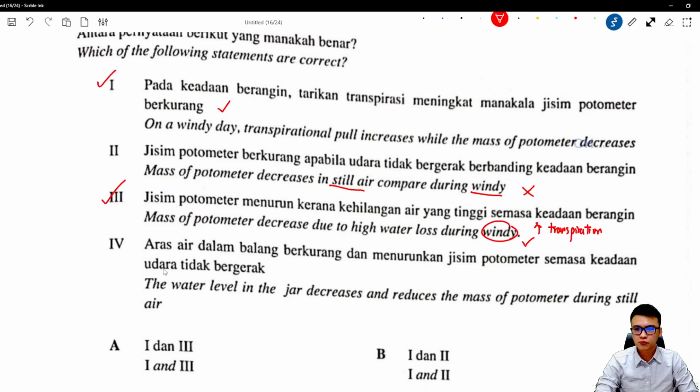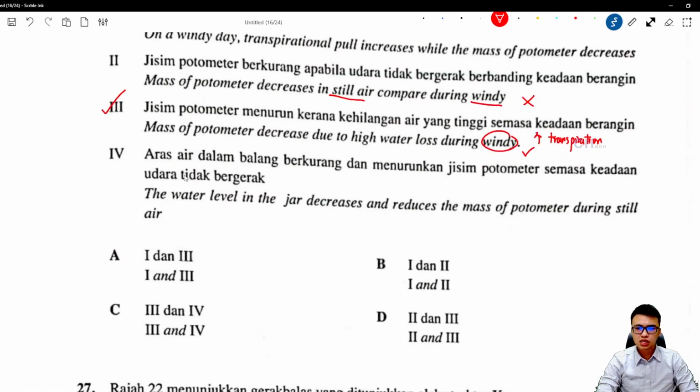3 and 1 are correct. The water level in the jar decreases and reduces the mass of the potometer during still air. Supposedly, the water level in the jar will decrease and reduce the mass of the potometer during still air, but it will be very slow compared to the windy day. But the options here only have 2 options, so the answer will be 1 and 3. Option 4 is also correct, but 4 is not the best answer for this question, so I will choose 1 and 3, A, for this question.